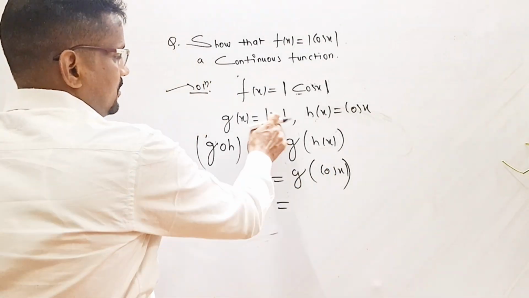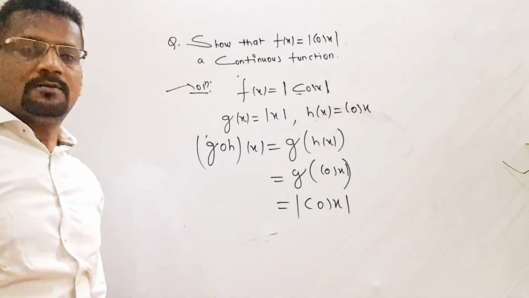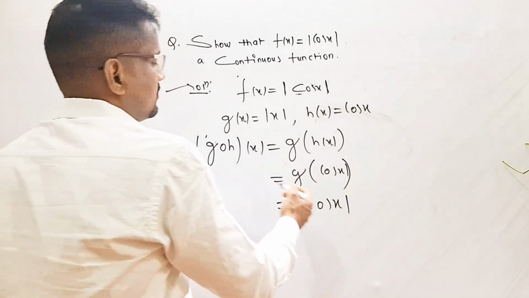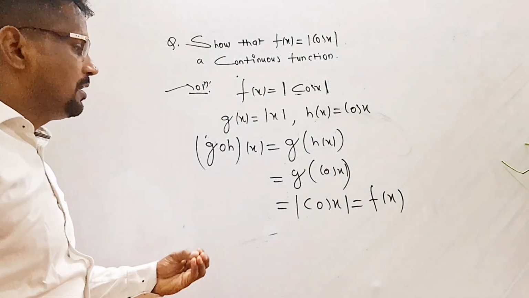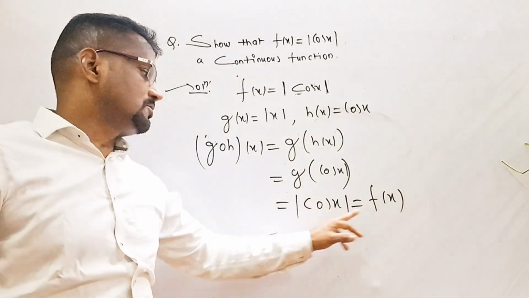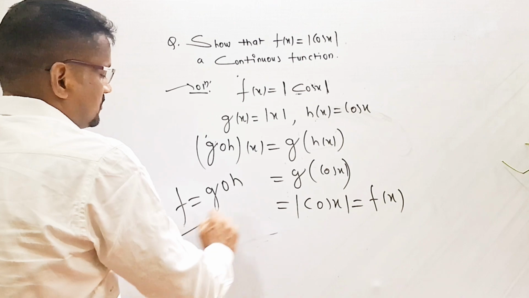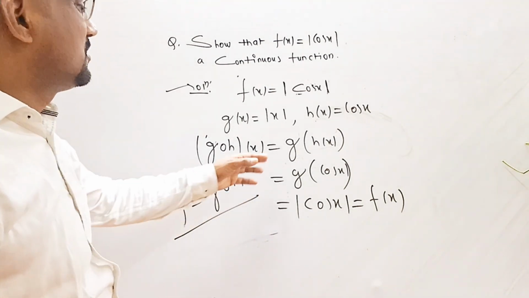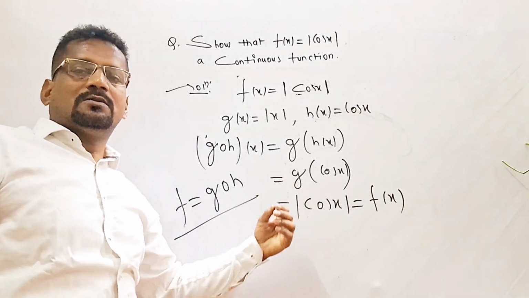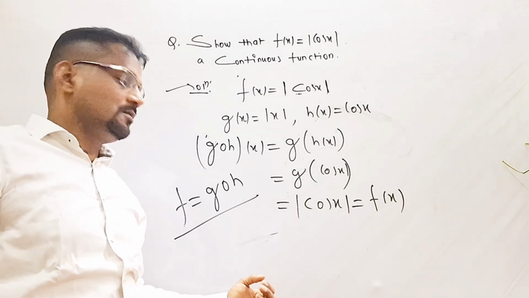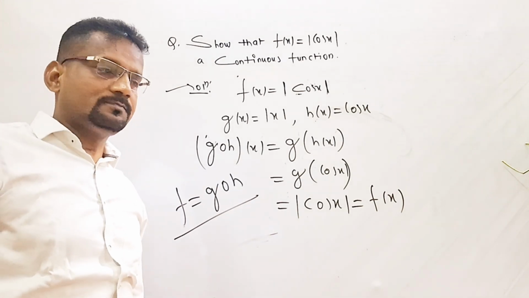The g function is defined as the modulus function. So it is modulus of cos x. Modulus of cos x means what? f(x). So for any value of x, (g∘h)(x) equals f(x). It means f equals g∘h. Now simply you can give the logic: as g and h both are continuous, and the composition of two continuous functions is also continuous, where f equals g∘h, that's why f is also a continuous function.